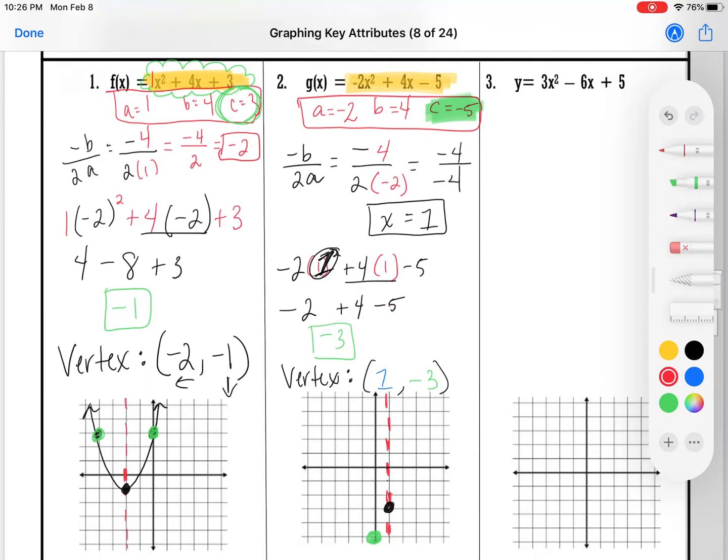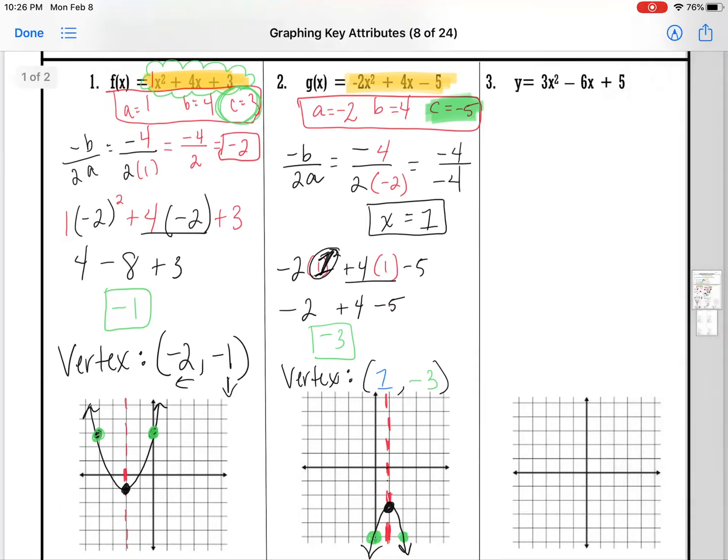What I know about this red axis of symmetry is that if there's a point to the left of the red dot, there also has to be a point to the right in the exact same spot, one box away. I connect my dots, and that's my graph.